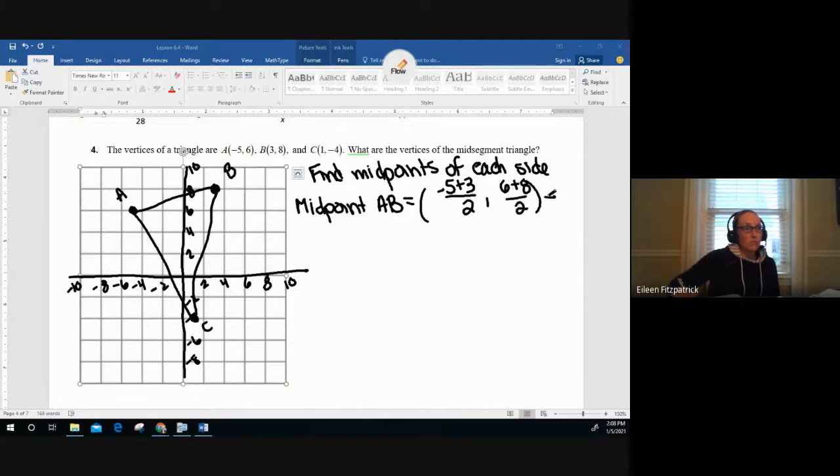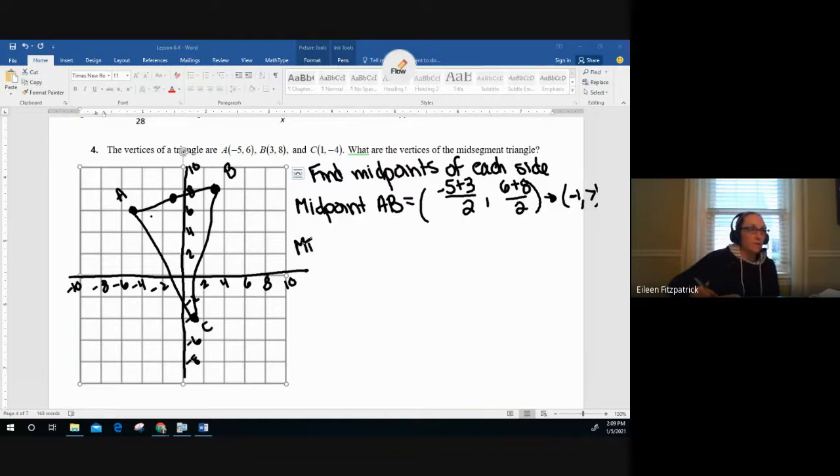And when you do that, you're left with -5 plus 3. That's going to be -2. -2 divided by 2 is -1. 6 plus 8, that's going to give you 14. 14 divided by 2 is going to give you a 7. So the coordinate is -1 and then up 7. So that's 2, 4, 6, 7. All right, and so that's the midpoint of AB.